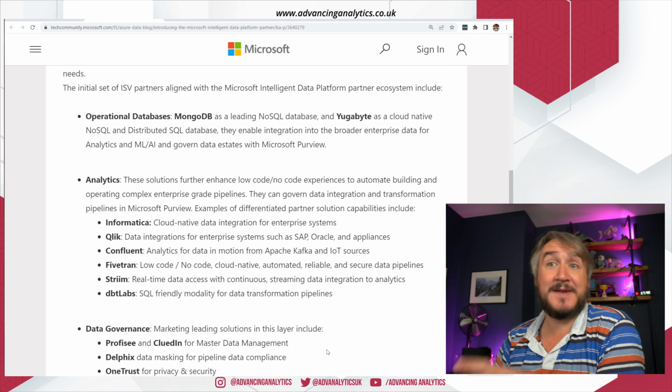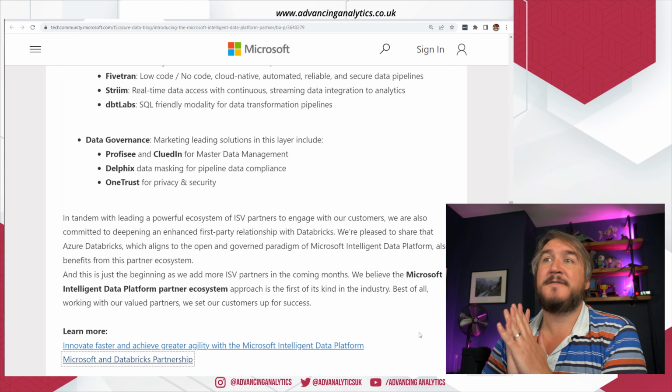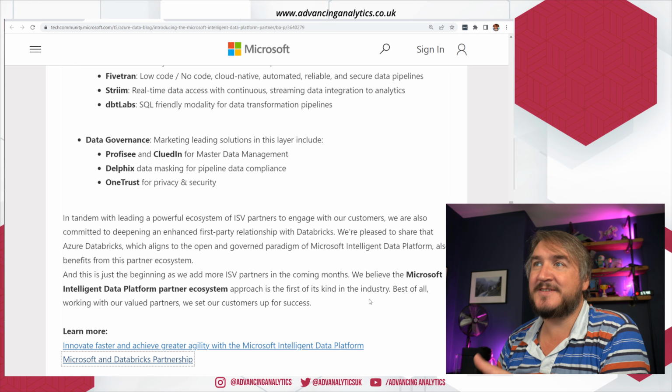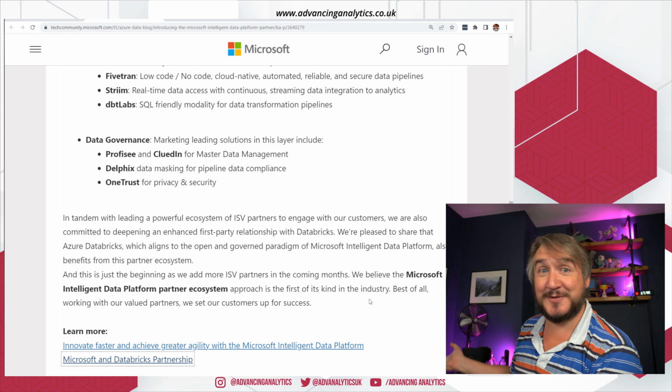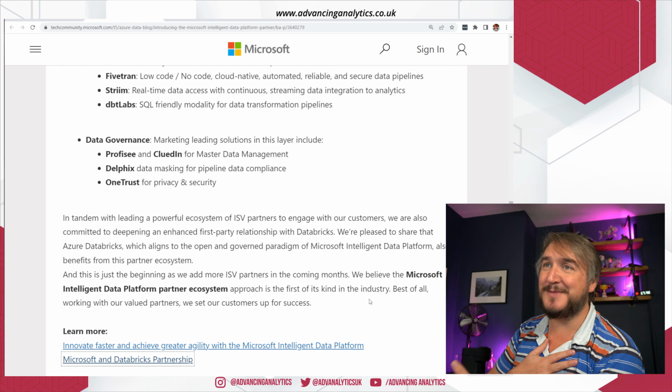I mean, one of the big things people have been looking at, a gap that has been in Azure for ages and ages and ages, is master data management. Ever since we moved away from on-prem and lost SQL Server's Master Data Services, which I still hold a little special place for in my heart.